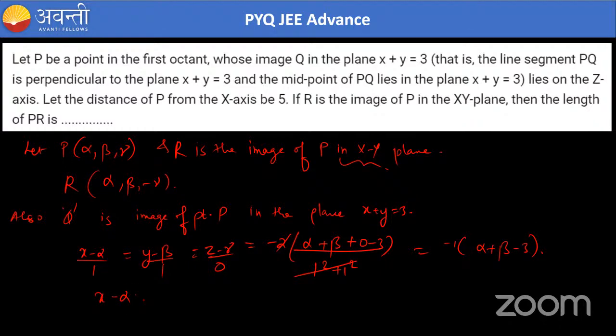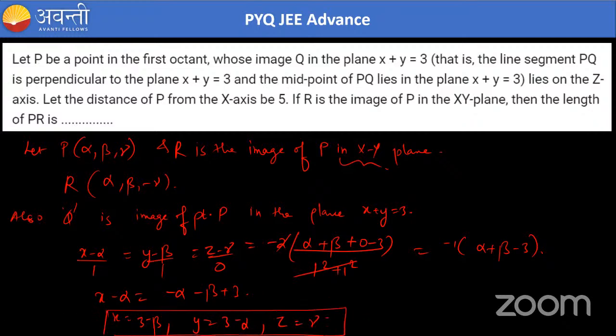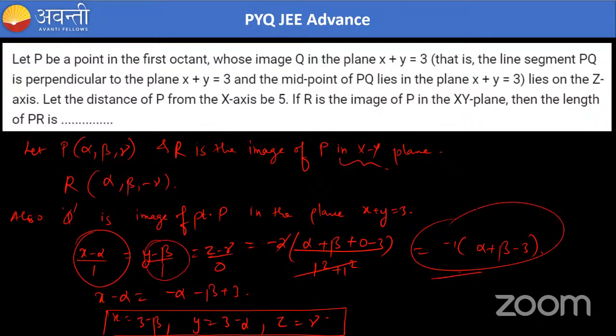So x minus alpha will be equal to minus alpha minus beta plus 3. So x will be 3 minus beta. Similarly, y will be 3 minus alpha and z will be gamma, right? So we have just equated x minus alpha with the rightmost term, y minus beta with this term, and z minus gamma upon 0 with this particular term, right?